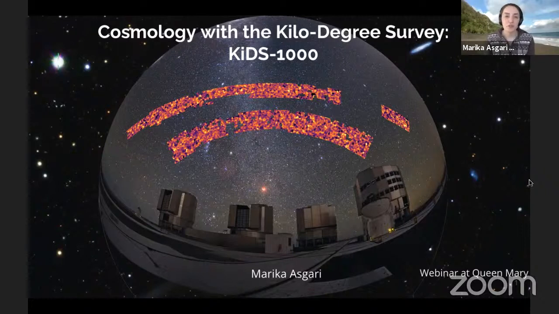Today I'm going to tell you about the recent cosmology analysis with the Kilo-Degree Survey, also known as KiDS. We recently analyzed 1,000 square degrees of the data from this survey, and in this image, in these two stripes, you can see how this data looks.